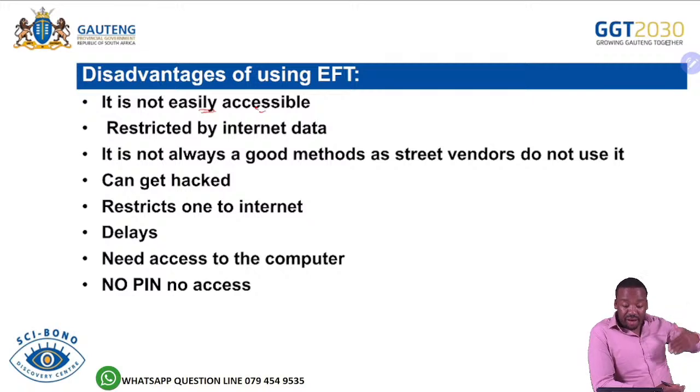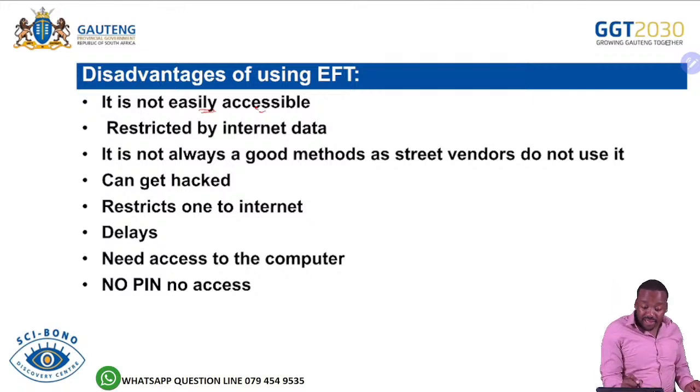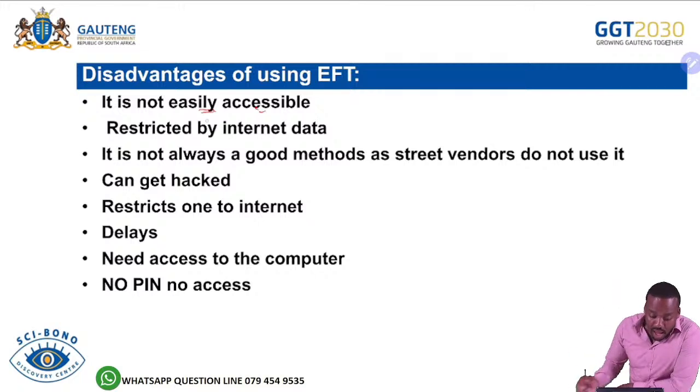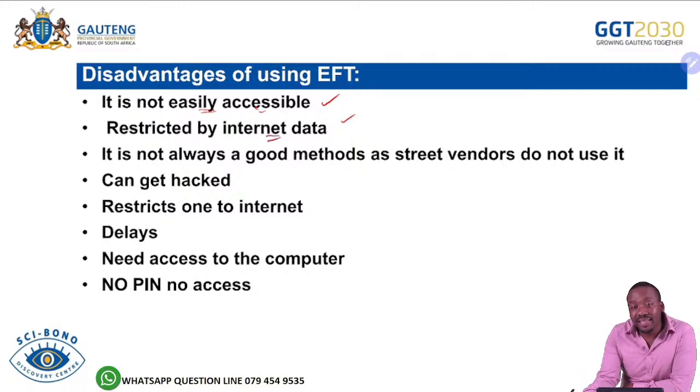It also restricts you to a laptop and so on. And when you do not have internet access, it means that you will not be able to do an EFT. So hence I'm saying it is not easily accessible. The second one, we are saying, remember, to use the internet you need what? Data, right? So it is restricted by the internet. So when you do not have the internet, you will not be able to do what? To do an EFT. And remember we said that data is very expensive.